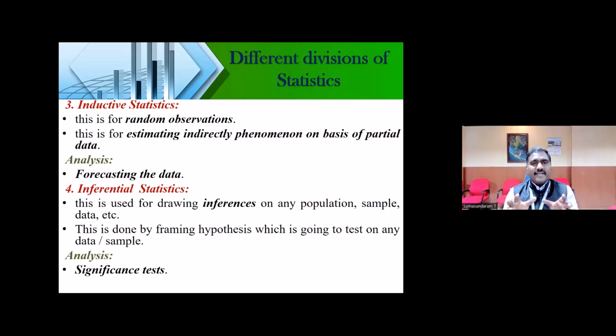Here, the data is partial data. You have some information, and with that information you can improve, develop, or predict. And if it is okay, then you can say that this is proved or this is not proved. And the fourth important statistic is called inferential statistics. This is very, very important.